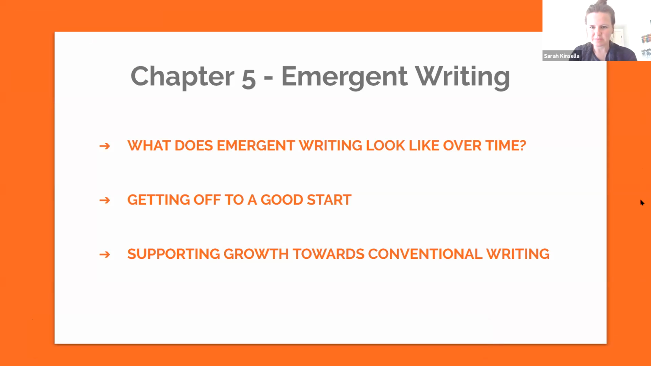Okay, thank you. So in reading Chapter 5, we got to see what emergent writing looks like over time, how to get off to a good start with our students with writing, and then how to support that growth towards conventional writing. And if you've looked ahead in the chapters, you know that Chapter 9 addresses writing as well, so we have a deeper dive. And then Chapter 11 addresses assistive technology, and I will have some other tips and tools on writing that you can use. So it's not our only chance to look at writing, but an awesome chapter on emergent writing.